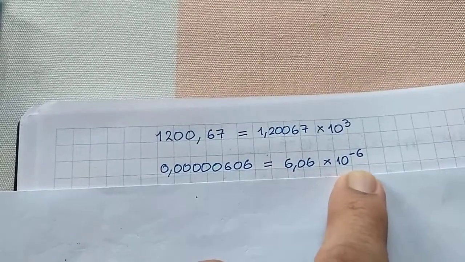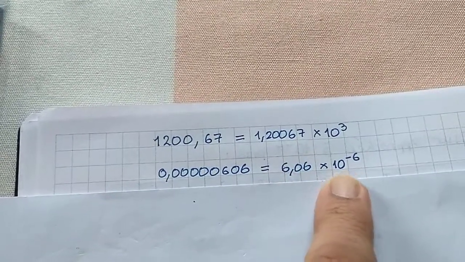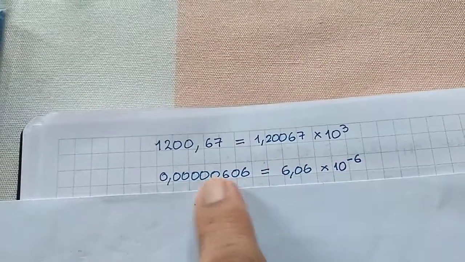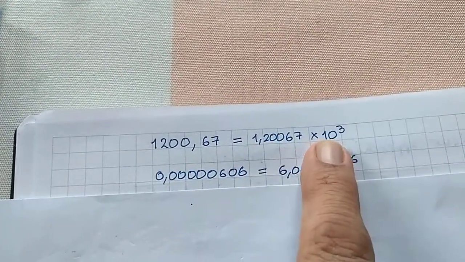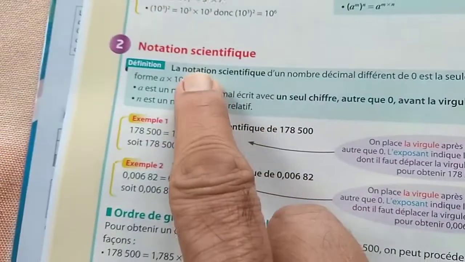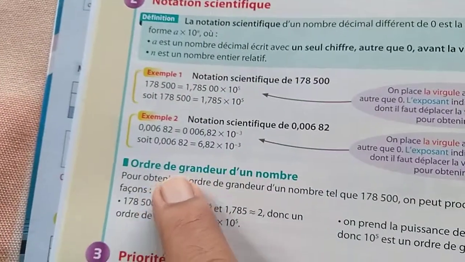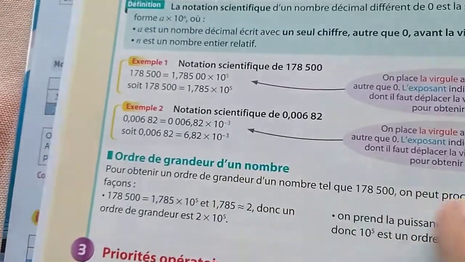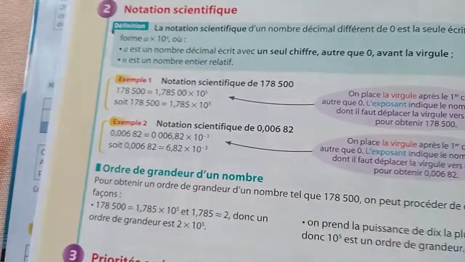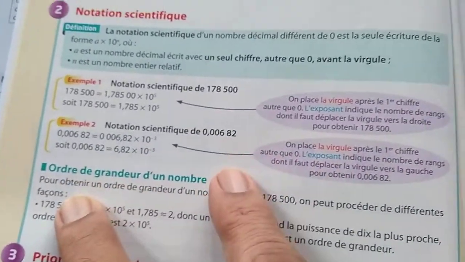So this is the only scientific notation for this number. You can read about it here. It starts there, it ends there. Don't read about the ordre de grandeur, the norm. This will be in the next video we'll do this.